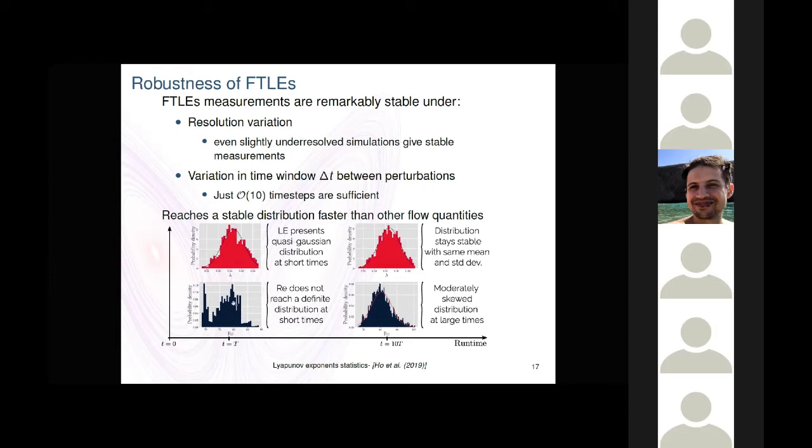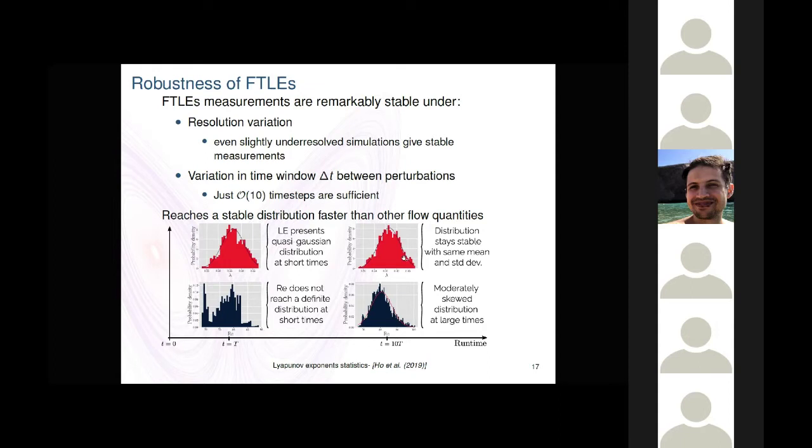we see that the Reynolds number still doesn't reach a definite distribution, whereas the Lyapunov exponent has a quasi-Gaussian distribution already. And then if we let the system evolve to 10 times that, the Reynolds number shows a more defined statistics, and the Lyapunov exponent barely changed.